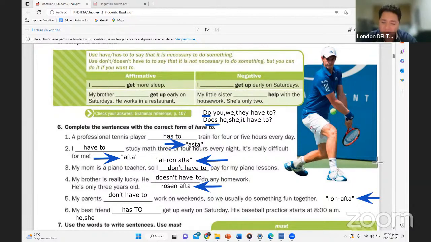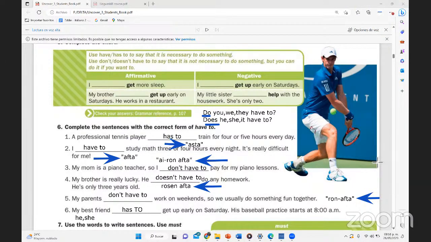Sí, picture. Vamos a tomar una foto. So you have it in mind. Perfect.